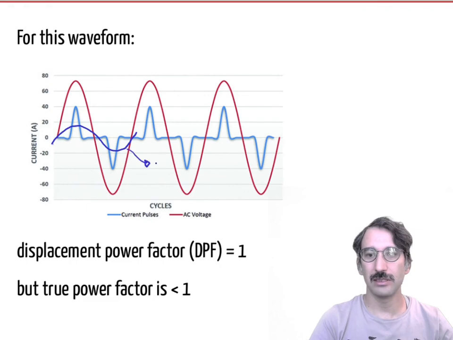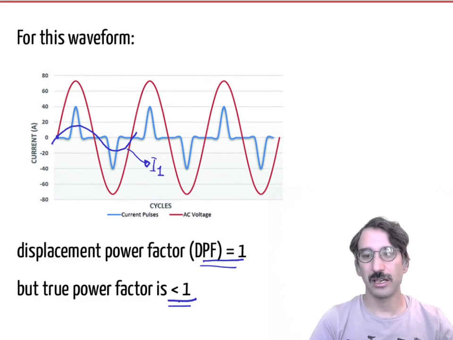So this is the fundamental component of the current. Since they are symmetrical, there is no displacement power factor phase difference. So displacement power factor is 1 for this signal. But of course, if I draw the third harmonic and fifth harmonic for that signal, it will be different. That is the main reason in this case. You can see from the waveform as well, the true power factor is less than 1 in this case.